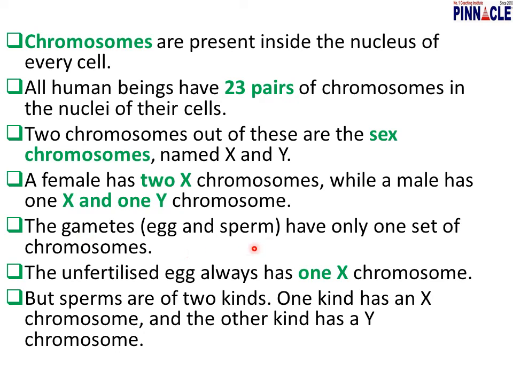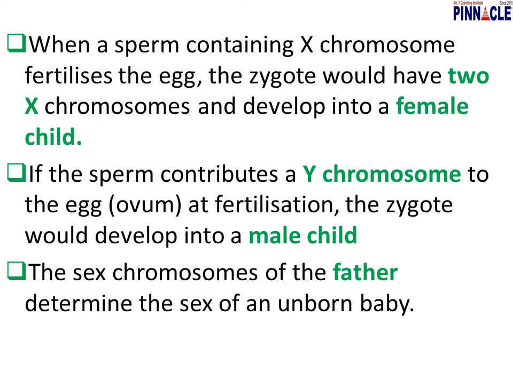The gametes, egg and sperm, have only one set of chromosomes. An unfertilized egg has one X chromosome, but sperm are of two kinds. One has an X chromosome and the other has a Y chromosome. In a female, only X chromosomes are present; in a male, both X and Y chromosomes are present.